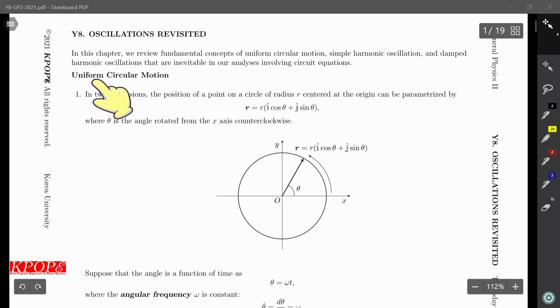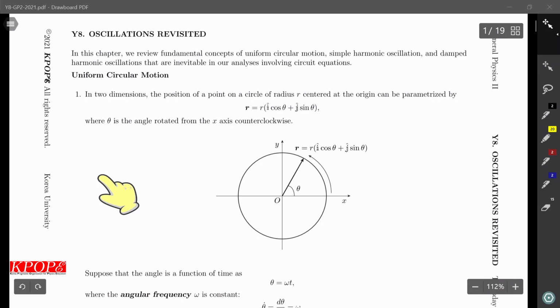We first review the uniform circular motion. In two dimensions on the xy plane, the position vector of a point on a circle of radius r, with center at the origin, can be parameterized by the vector r equals r, the length of the radius, times i hat cosine theta plus j hat sine theta, which is the unit radial vector.